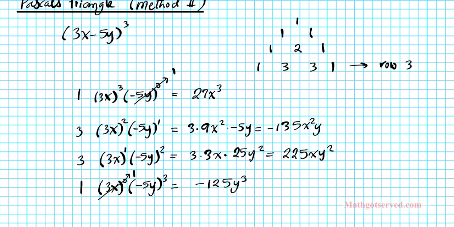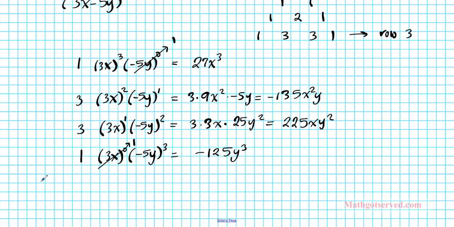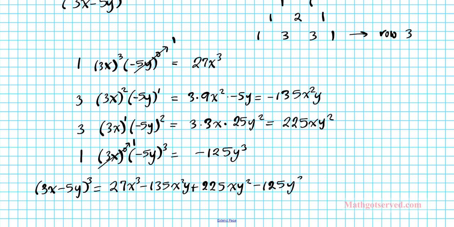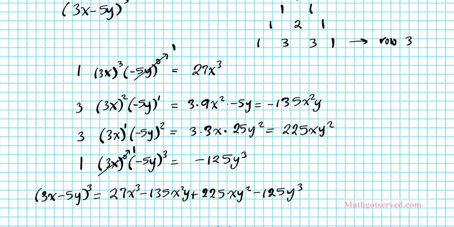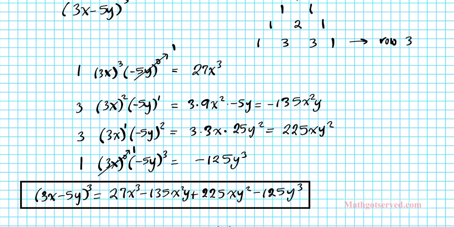All right. So our final answer, the expanded form of 3x minus 5y to the third, is simply the sum: 27x to the third minus 135x squared y plus 225xy squared minus 125y to the third. All right, and that's exactly what we had before. So we can see that the answer is correct. So which method is quicker? We can clearly see that Pascal's triangle is much faster in this example.